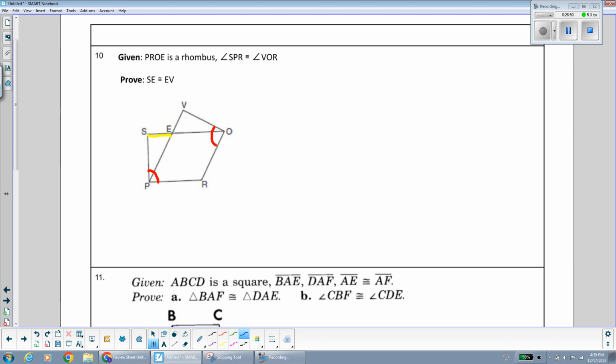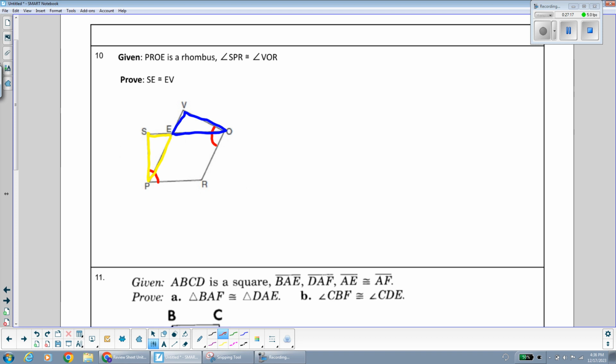congruent to EV. Now, SE is a side of this triangle over here, and EV is a side of this triangle over here. So our goal is going to be to prove those two triangles congruent, because if we prove those two triangles congruent, then we can just see CPCTC sides SE and EV. So let's think about how we can get some information in those two triangles.